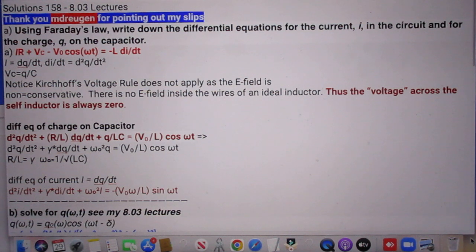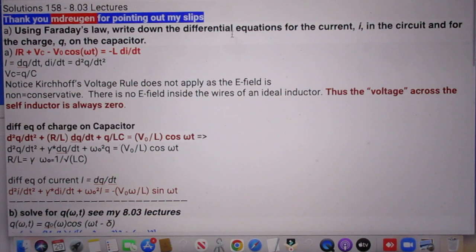Yesterday, I published my solutions to problem 158, the driven RLC circuit. And I mentioned how long it took me to write it up. Of course, I had the solution within about 20 minutes, but then to write it up with all the Greek letters and all the bolds and the colors took me 2 hours. And I told you also that I cannot even be sure that I didn't make any slips of the pen. And I asked you, if you see any slips of the pen, please send me a note.